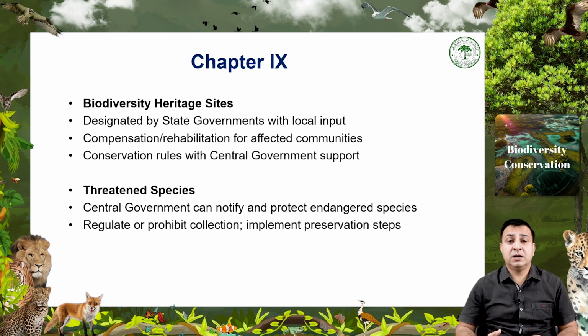This chapter also talks about threatened species. The central government, in consultation with the state government, can notify any species that is on the verge of extinction or likely to become extinct as a threatened species. This includes measures like prohibiting or regulating the collection of such species and taking steps to preserve that particular species.